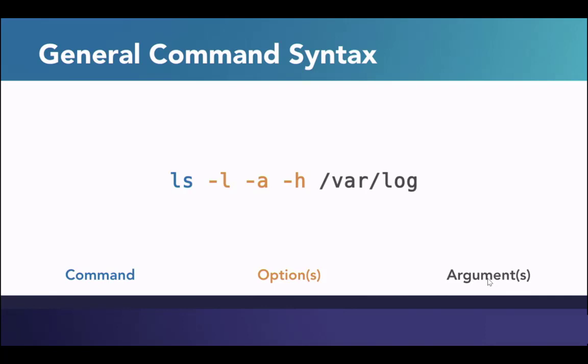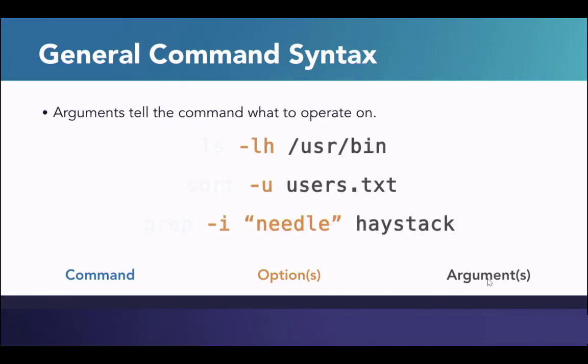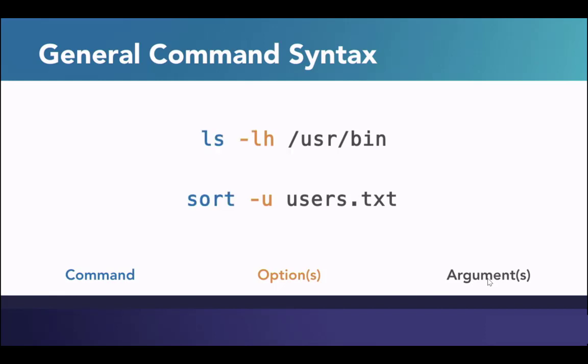So we can write it in this way. We can also write the options like this way, and we can also change the order of the options, but it doesn't have any impact on our command output. So we can also write this. The argument tells the command what to operate on. Most of the time arguments are the path on which we operate our commands. So this is the general command structure.